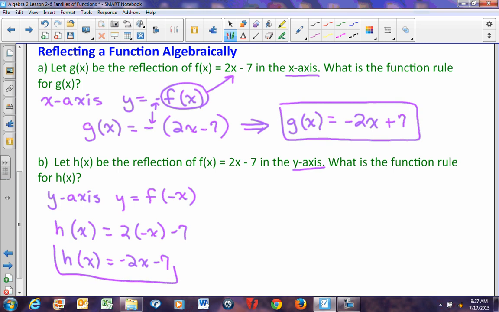You'll notice the subtle differences between these two equations. In the equation over the x-axis, the negative 7 becomes positive 7, and the 2 becomes a negative 2. In the y-axis, the negative 7 stays a negative 7, and 2x goes to a negative 2x.